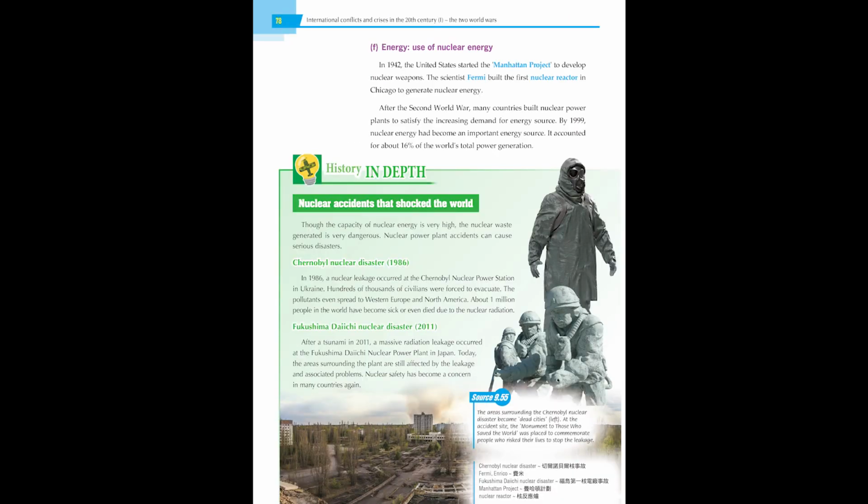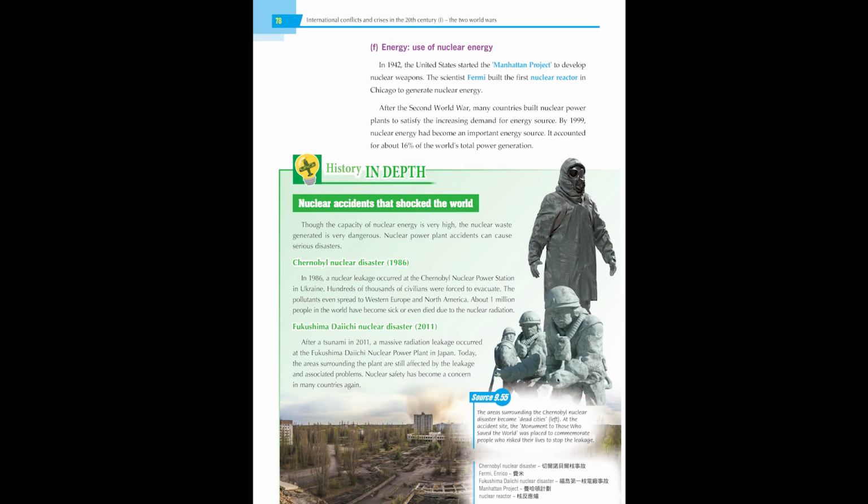F. Energy. Use of nuclear energy. In 1942, the United States started the Manhattan Project to develop nuclear weapons. The scientist Fermi built the first nuclear reactor in Chicago to generate nuclear energy. After the Second World War, many countries built nuclear power plants to satisfy the increasing demand for energy source. By 1999, nuclear energy had become an important energy source. It accounted for about 16% of the world's total power generation.